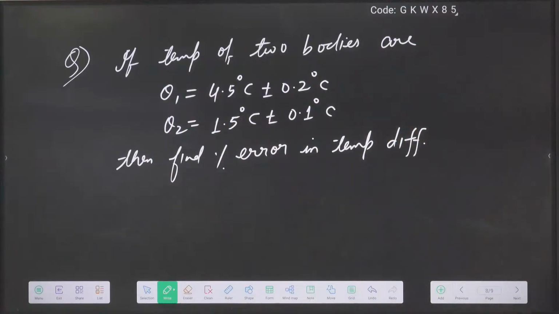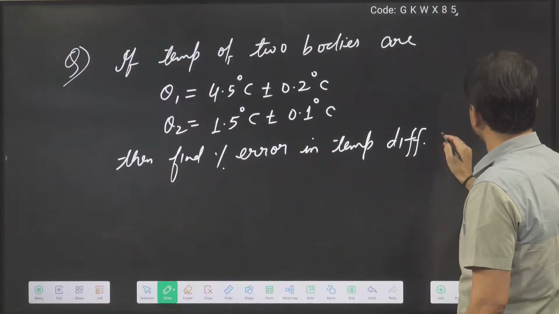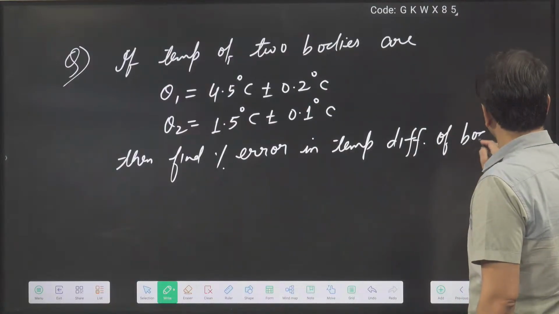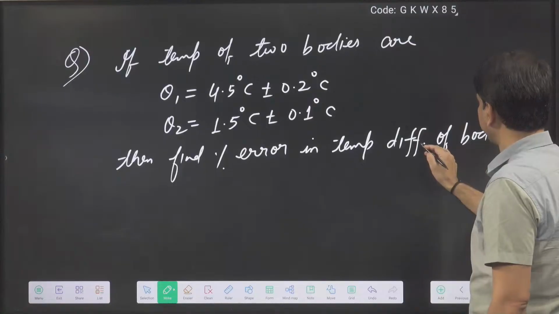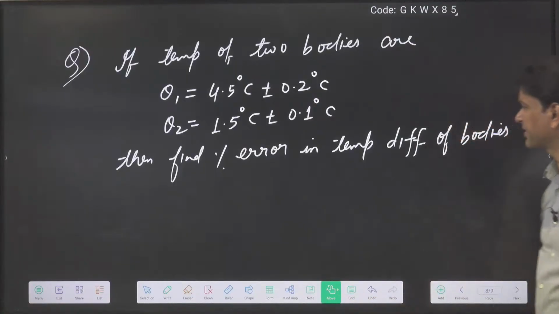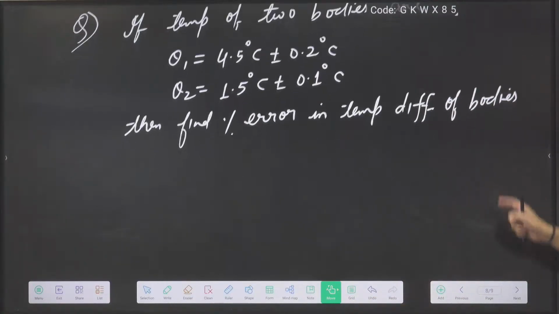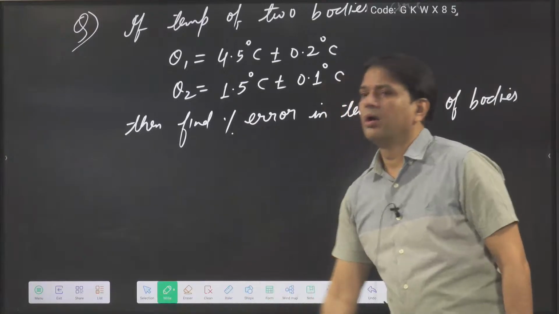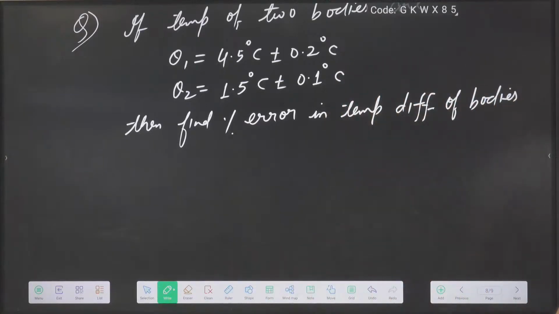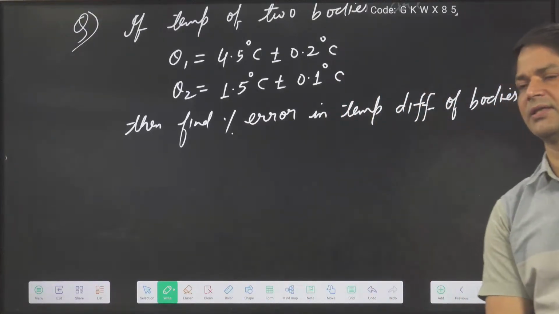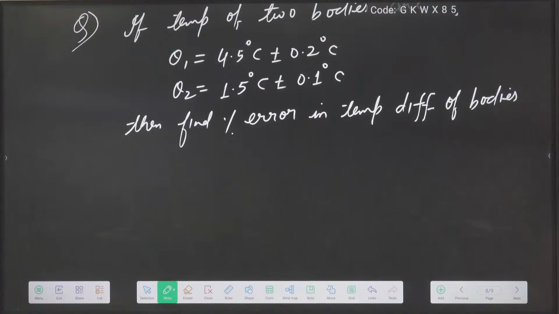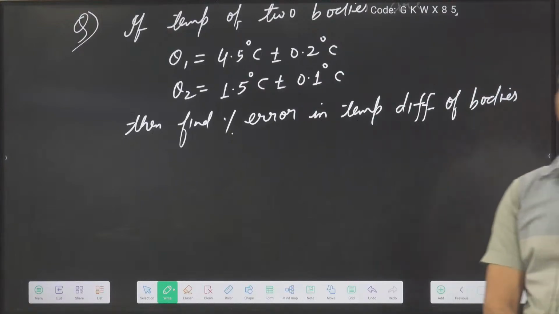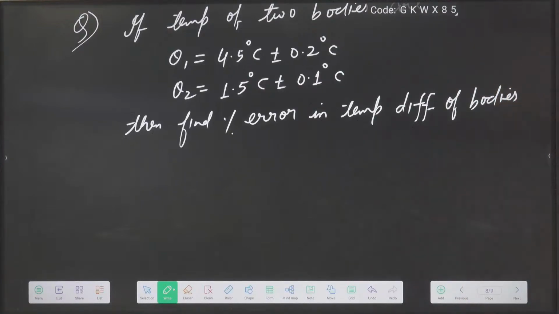Suppose I have given two body temperatures with the error. I am asking what is the percentage error in the temperature difference of bodies. Tell fast. One body temperature is 4.5 degrees C plus minus 0.2 degrees C. Second body is 1.5 degrees C plus minus 0.1 degrees C. What is the percentage error in the temperature difference of bodies?